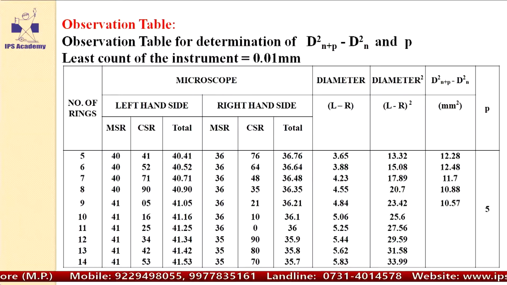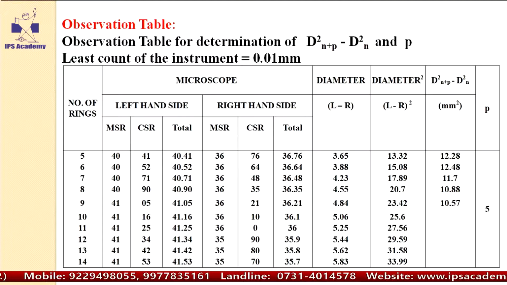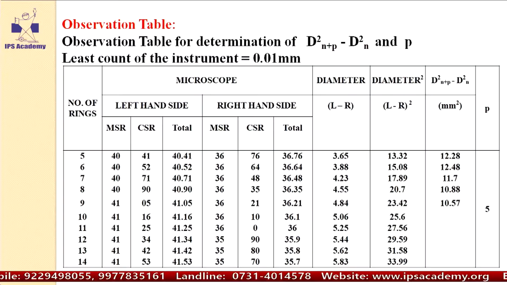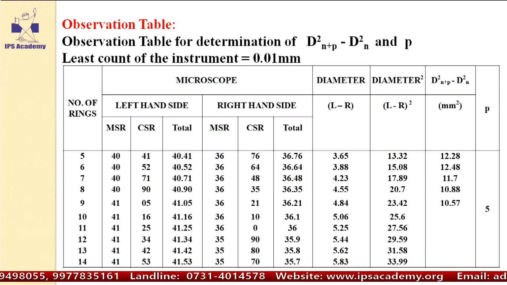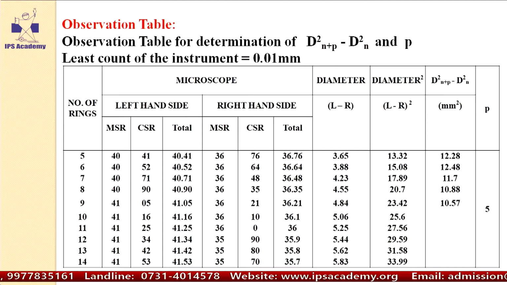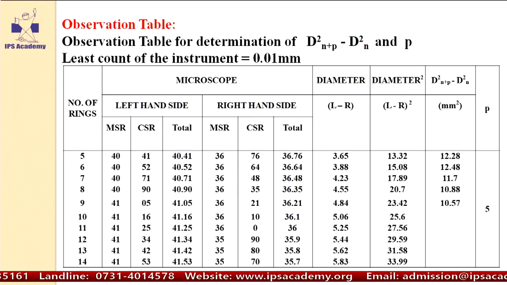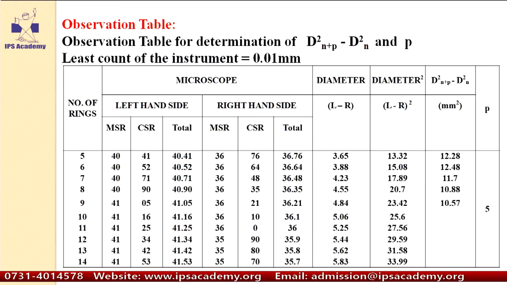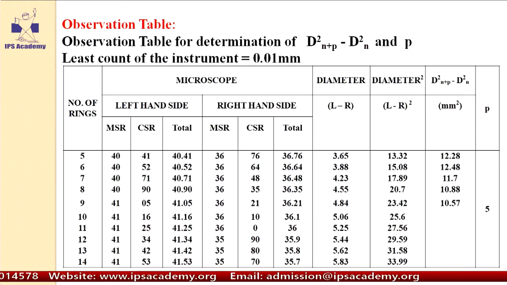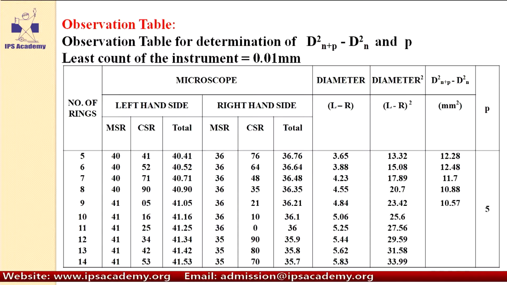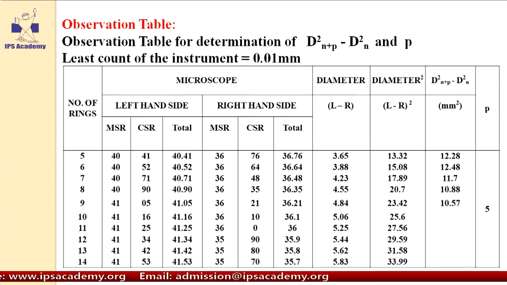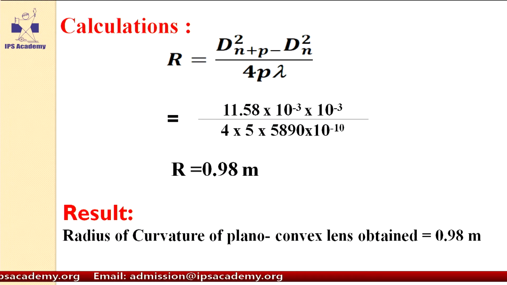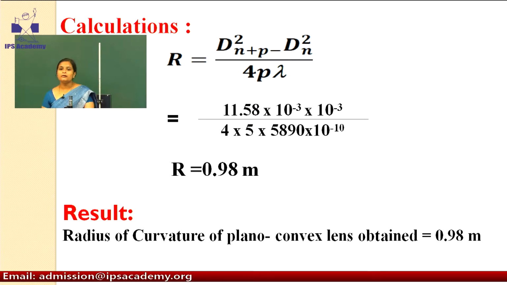So, this average of 5 readings, which is D square n plus p minus Dn square, is 11.58 millimeter square. The main purpose of this experiment is to calculate this value. Now apply the formula, that is R is equal to D square n plus p minus Dn square upon 4 p lambda. We will use the formula and substitute this value in the formula. So see here, R is equal to D square n plus p minus Dn square upon 4 p lambda, and this is equal to 11.58 millimeter square.